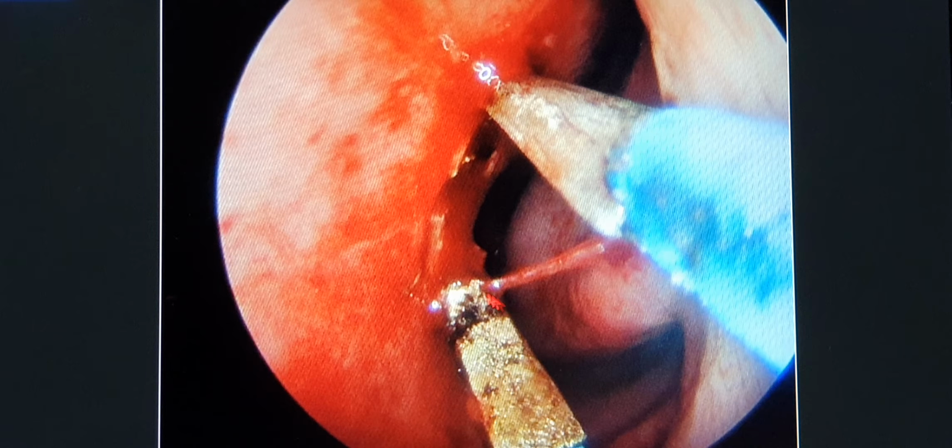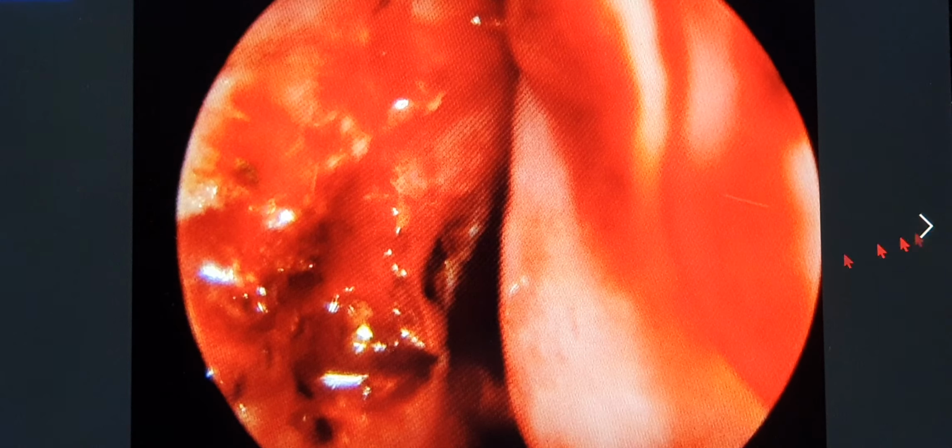So as you can see, I'm doing a cautery over here of the base as well as the margins of the mucoperichondrial flap of the septum. And as you can see, this is the cauterized base, so there's no chance of recurrence. You have to properly cauterize the base and the area, and that's it. That's the only thing you have to do.